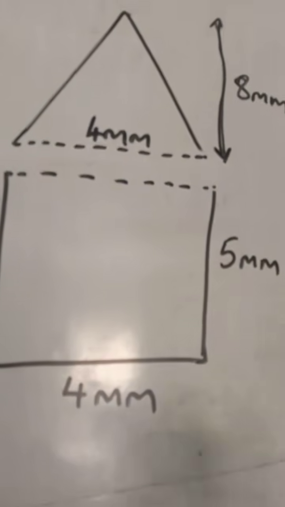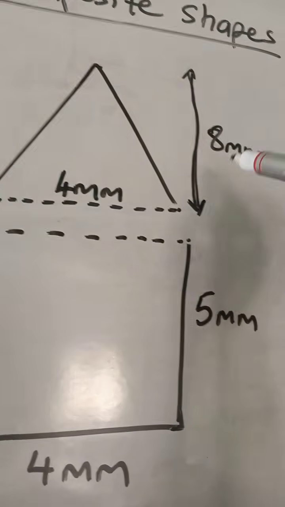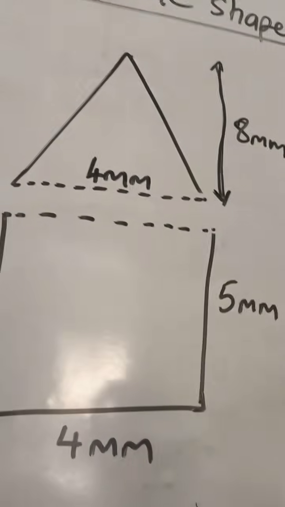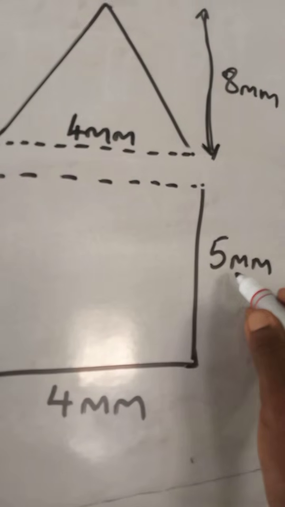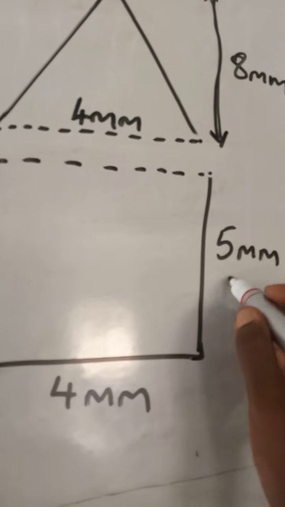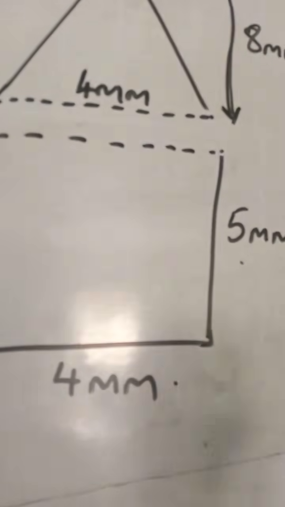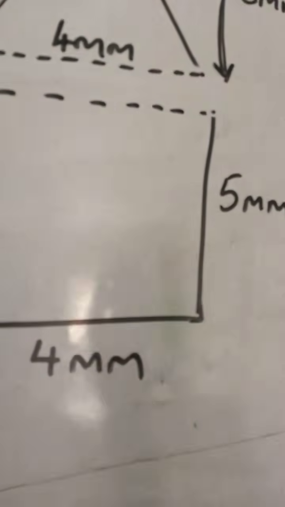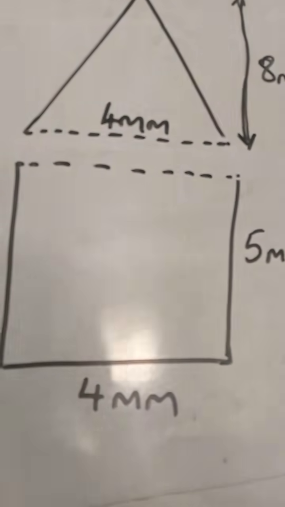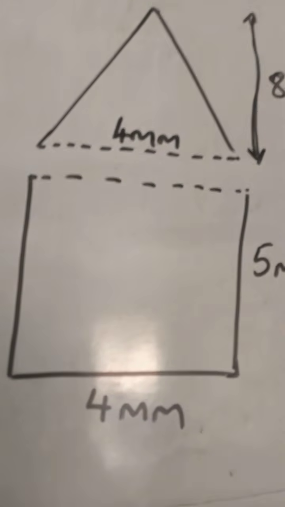So now we can see on this triangle we have our height and we have our base. Now on the rectangle we have our what? We have our length and we have our breadth. So we're going to solve them individually. Thereafter, we sum them up and we get our answer.